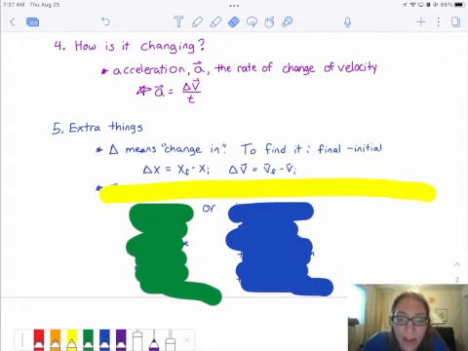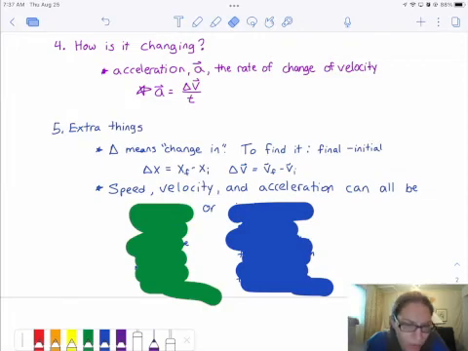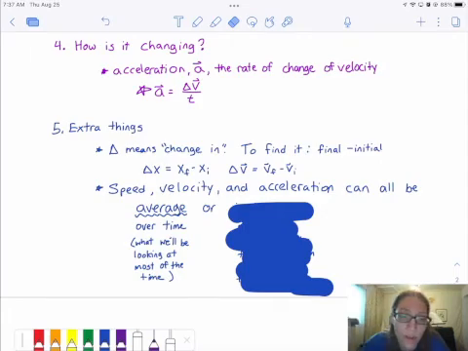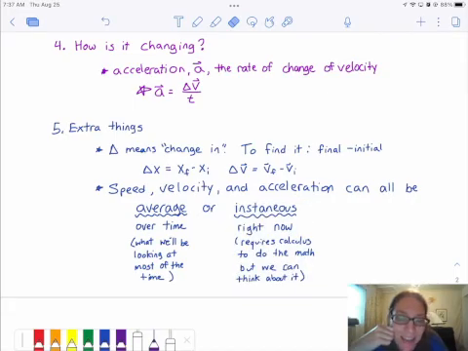The last thing is that speed, velocity, and acceleration can all be either an average, which is over an extended period of time, which is what we're mostly looking at in here, or instantaneous, which is right now, how fast is it going right now, how fast is it changing right now. That requires calculus, which we're just not prepared to do in AP Physics 1. But we can think about these things. A good question for you to think about is, which one does your speedometer show in a car? Average or instantaneous?